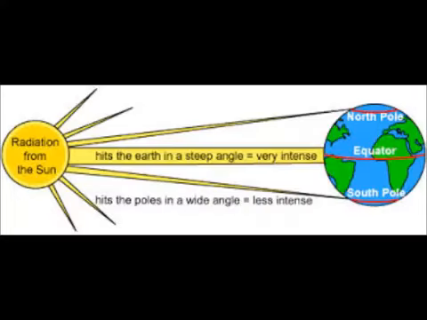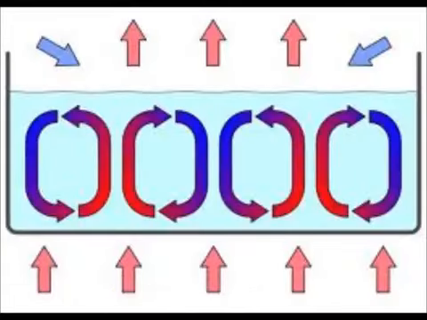Convection current. The equator gets hit with the most intense and most amounts of solar energy. This causes convection currents to occur.